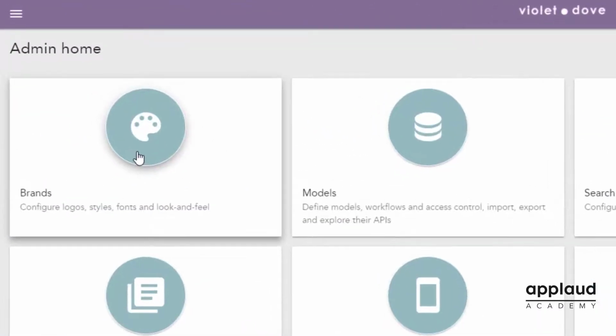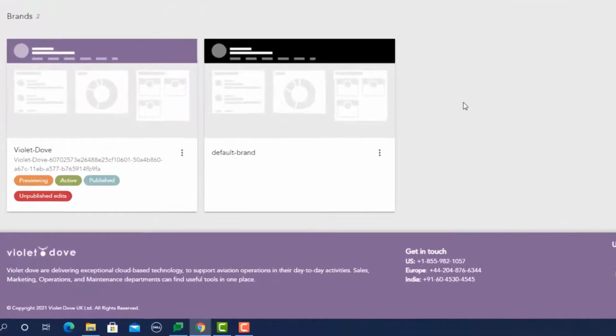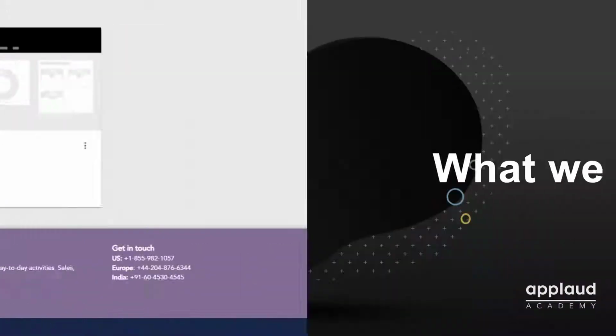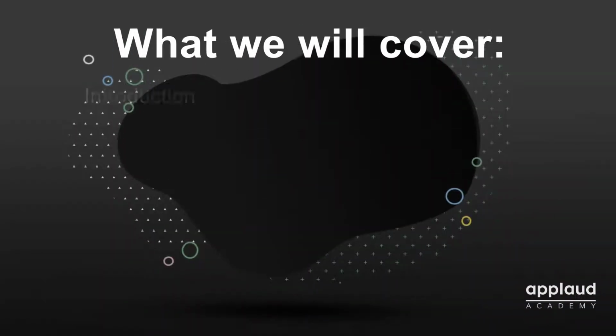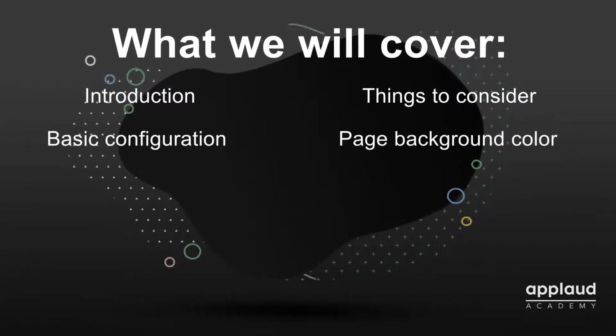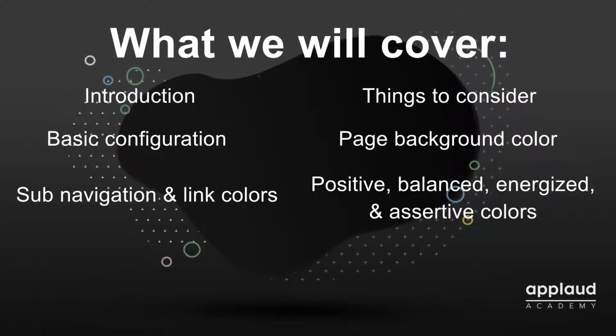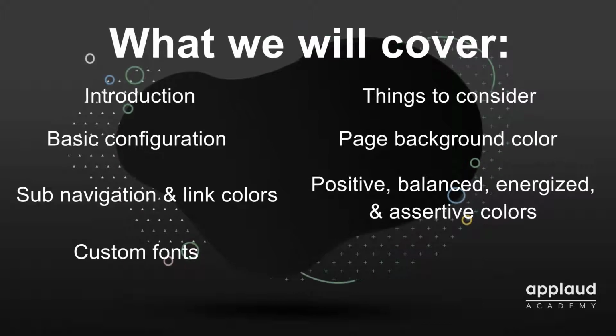In this lesson, we will take you through the process of building a brand within your Applaud platform, including an introduction to the brands feature, things to consider, basic configuration, page background colour, sub-navigation and link colours, positive, balanced, energized and assertive colours, custom fonts and custom footers.